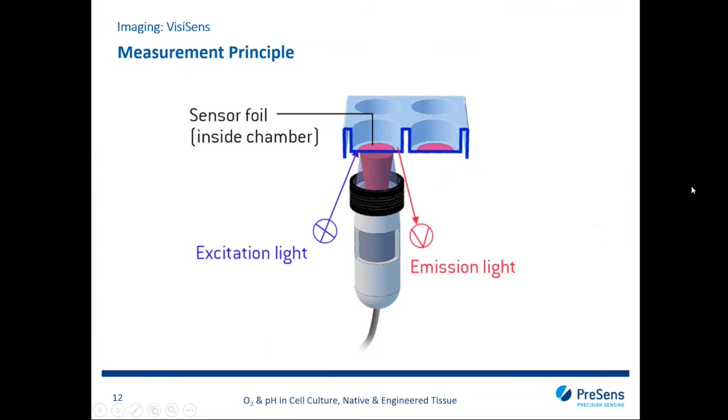The measurement principle of the VisiSens detector is pretty easy. We use a luminescent sensor foil that is inside the cell culture chamber or on the tissue that you want to measure, and you measure it in a non-contact way with the detector unit. The detector unit excites the luminescent sensor foil and also records the emitted light, transfers the signals to a computer where they are processed.